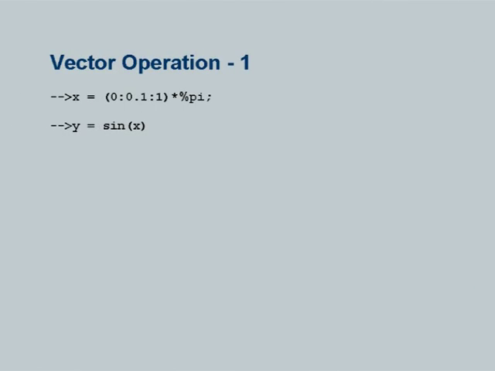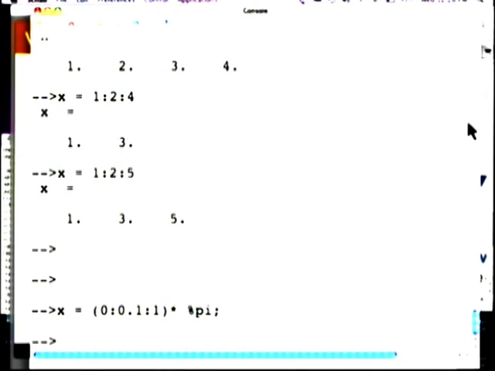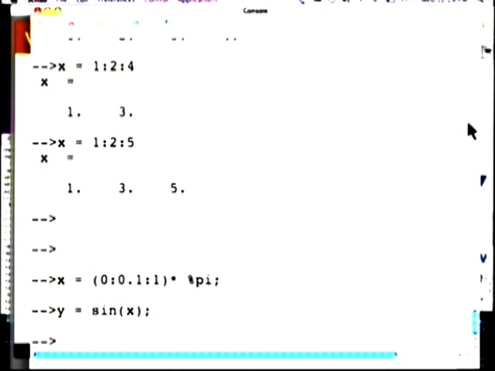Okay, vector operation. Just like I created this vector, I can find sine of this vector. For example, I can say x equals 0:0.1:1 multiplied by %pi. Note that I have to put a semicolon so that it doesn't echo the result. Then I say y equals sin(x), put a semicolon so that it doesn't echo the result. Then I say plot2d(x, y). It is computed.